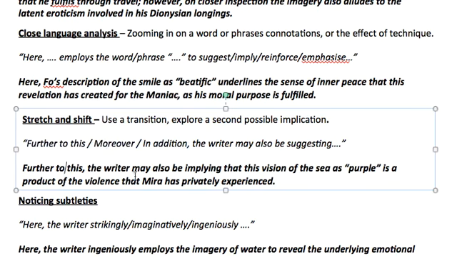So you could say this, further to this, the writer may also be implying that this vision of the sea as purple is a product of the violence that Mira has previously experienced. This is an example from Crossing the Mangrove, dealing with her vision of the sea as purple. So you pinpoint that you've got a second idea with a transition, explore a second implication.